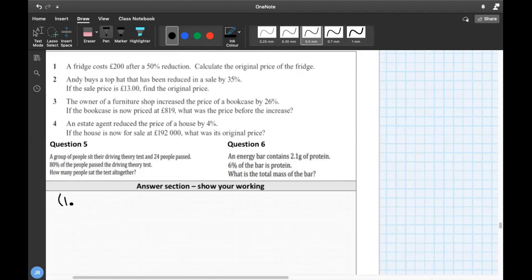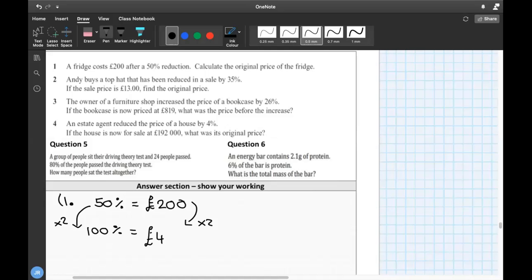A fridge costs £200 after a 50% reduction. If you've reduced something by 50%, that means that you've now got 50%, because 100 take away 50 leaves you with 50. So this £200 is 50%. Now, we want to find the original. The original will always be 100%. How do we get from 50 to 100? Multiplied by 2. So you'll need to do the same thing with your amount and multiply that by 2 as well. Therefore, the original price of our fridge was £400, remembering to include those units.